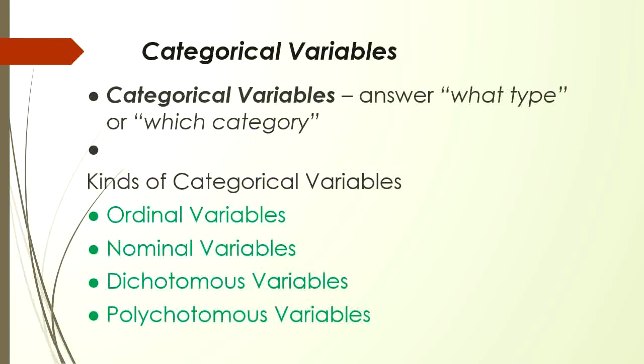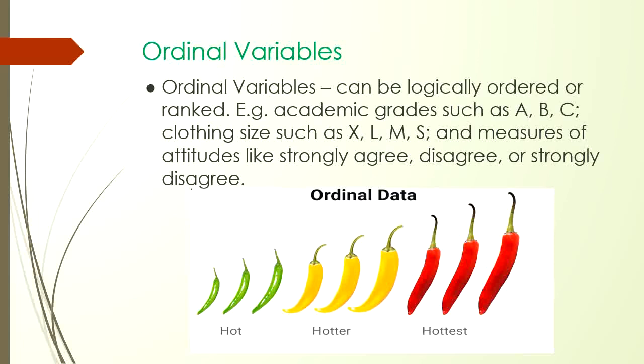Categorical variables answer what type or which category. Kinds of categorical variables: ordinal variables, nominal variables, dichotomous variables, polychotomous variables. Ordinal variables can be logically ordered or ranked. Example, academic grades such as A, B, C, clothing size such as XL, L, M, S, and measures of attitudes like strongly agree, disagree, or strongly disagree.